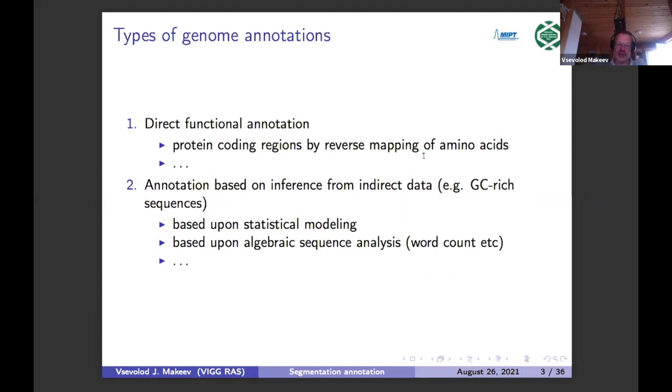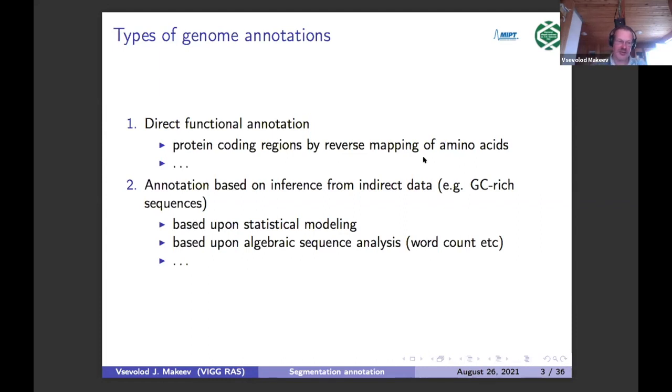Also, you can use indirect data. For instance, you know that there are important segments in regulation like CpG islands, and you know that those sequences are involved in CG-rich promoters. They are methylated. You know nothing about the methylation pattern, but you know that usually they are rich with G and C letters, and also rich with CG pairs. So you can do statistical modeling and extract them out of the sequence, and also do algebraic sequence analysis like counting words and windows. In this case, what you observe are statistical properties of the sequence itself, and you make an indirect inference about what functional properties this can correspond to.